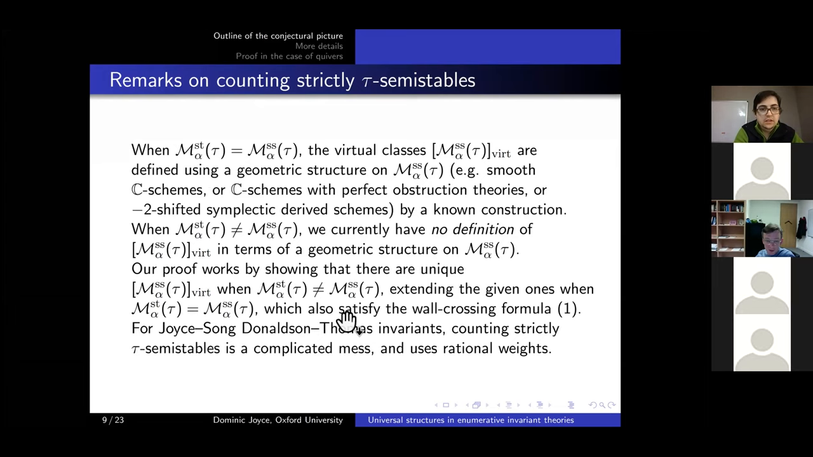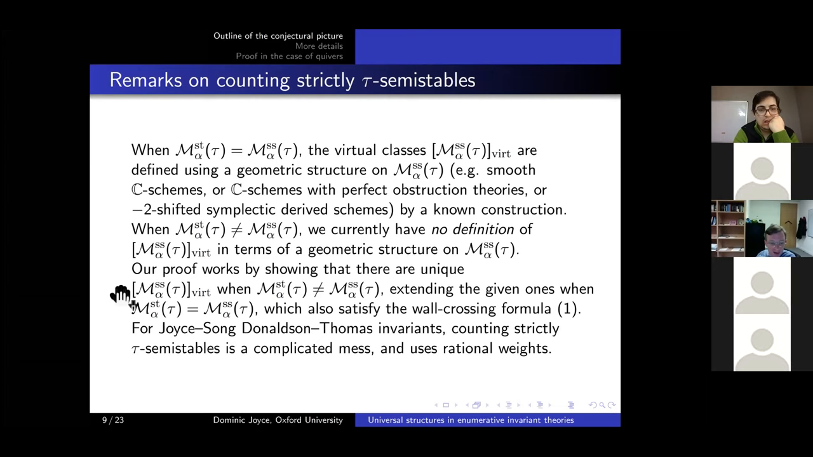There may be many different ways of extending invariants to the case when stable is not equal to semistable. For example, there's a program by people like Edidin and Graham and so on about trying to define invariants by Kirwan blow-up. You start with your moduli stack and you blow up the problematic parts where the stabilizer groups have positive dimension until you get something which has become Deligne-Mumford, and then you take a virtual class of that. The thing which characterizes my definition of these virtual classes is that they satisfy the wall crossing formula.